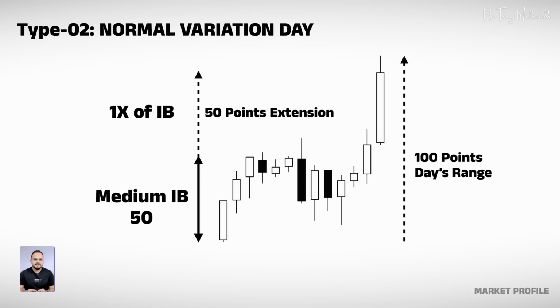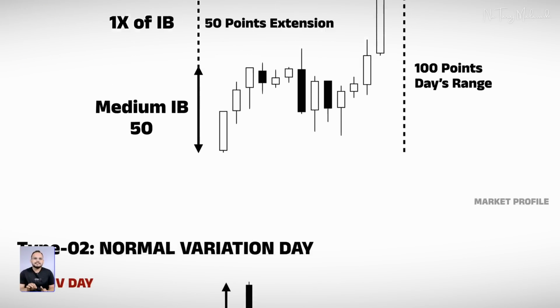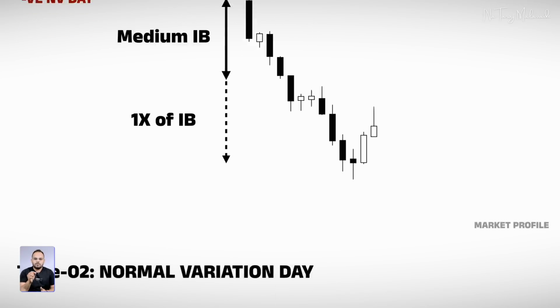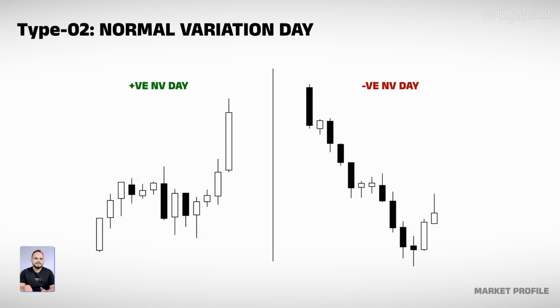Suppose the market extends its range above the IB, we can call it a positive normal variation day. Similarly, if the market extends below the IB low, then we are going to call it a negative normal variation day. But one of the important points to note here is the high frequency of normal variation days. In about 100 days, you can get it around 55 to 60 times, and this frequency makes it easier for us to identify and trade on these days. Once we spot a medium IB range, we can often predict the day's direction and trade accordingly.